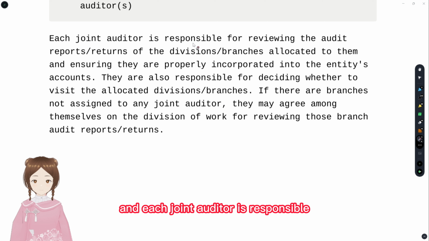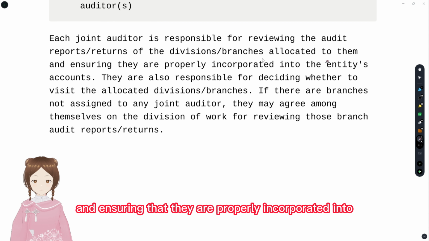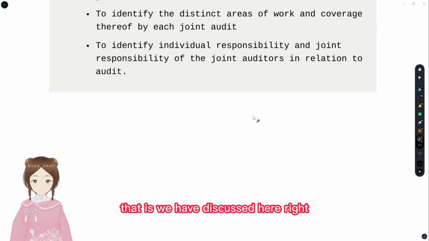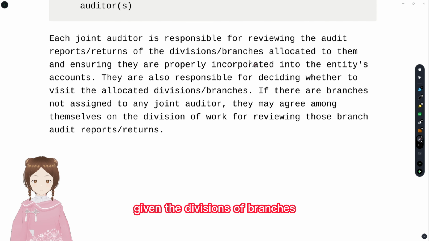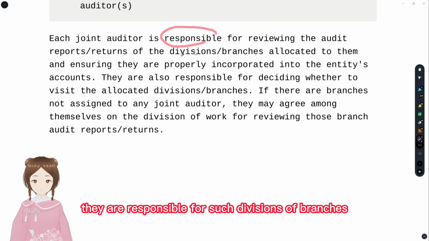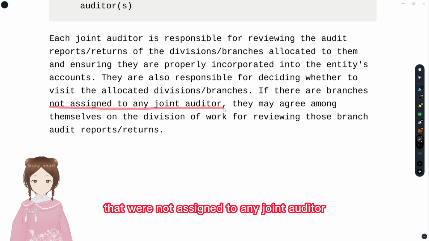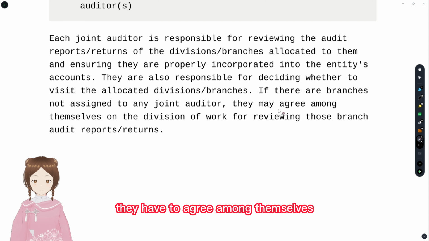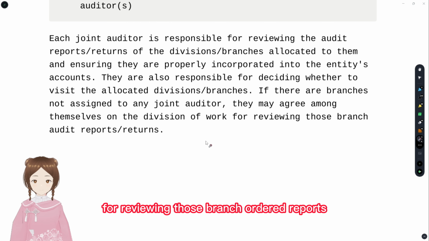Each joint auditor is responsible for reviewing the audit reports or returns of divisions or branches allocated to them and ensuring that they are properly incorporated into the entity's accounts. We have discussed that they have distinct areas of work. Divisions or branches are separately given to each joint auditor, and they are responsible for such divisions or branches allocated to them. But if any branches or divisions were not assigned to any joint auditor, what do they have to do? They have to agree among themselves on the division for reviewing those branch audit reports or returns.